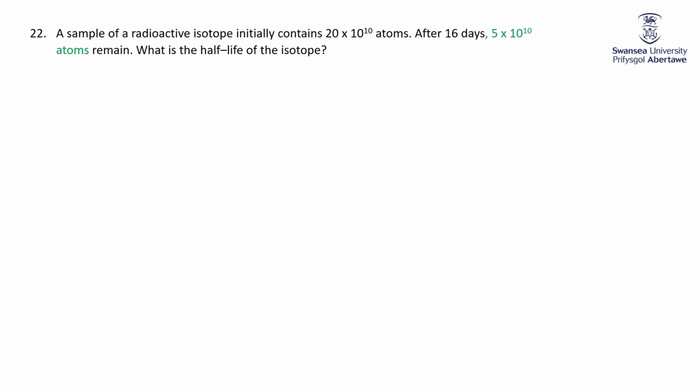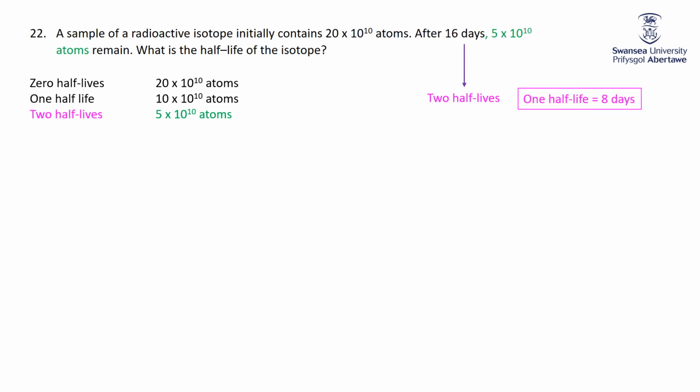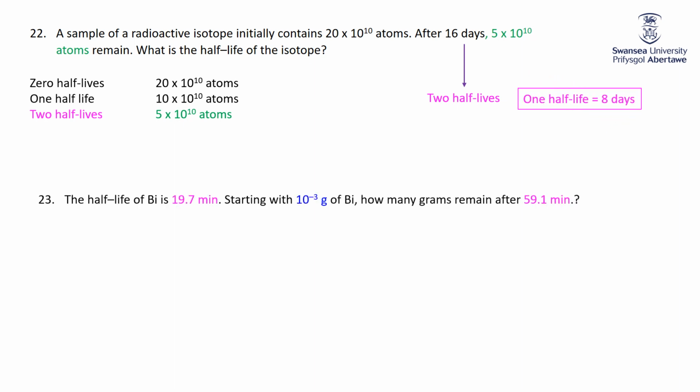Last few questions on half-lives, fairly straightforward. So we start with 20 times 10 to the 10 atoms. After 16 days, we've got 5 times 10 to the 10. At 0 half-lives, 20 times 10 to the 10, 1 half-life, 10 times 10 to the 10, and 2 half-lives, 5 times 10 to the 10. So 16 days is 2 half-lives, so 1 half-life is 8 days.